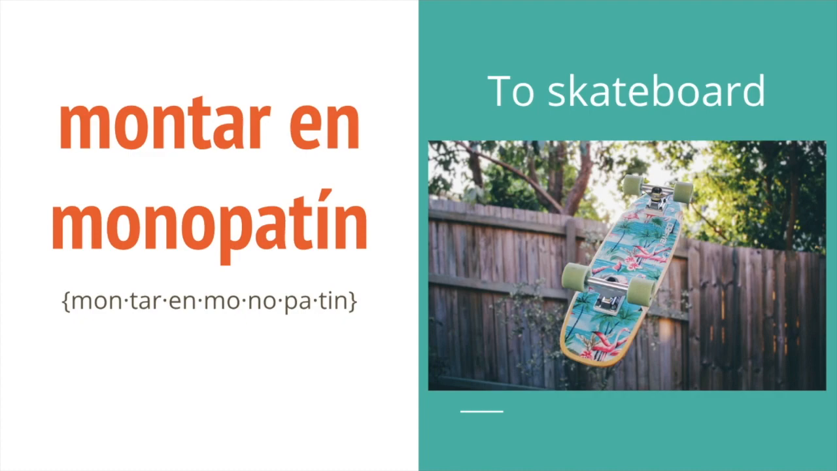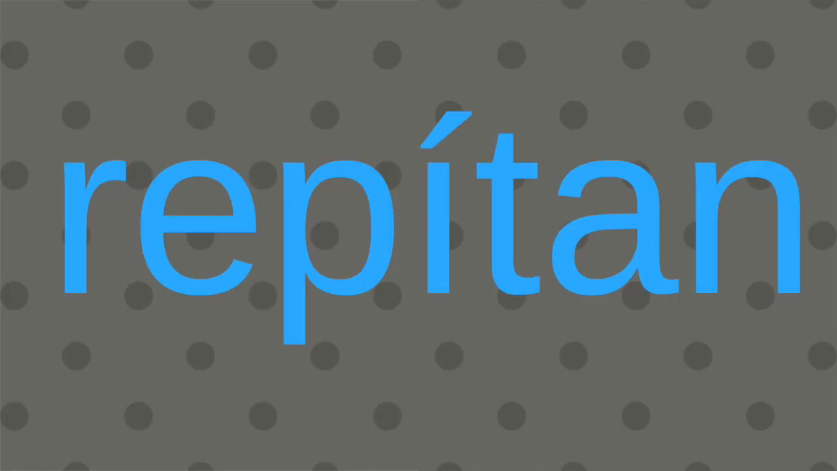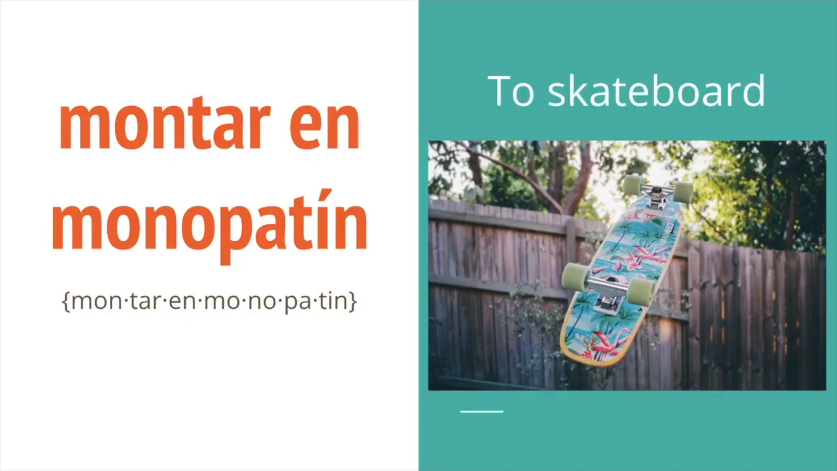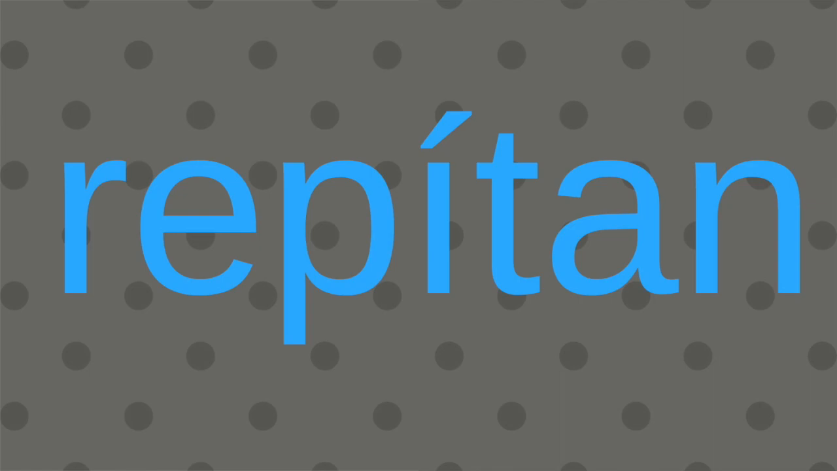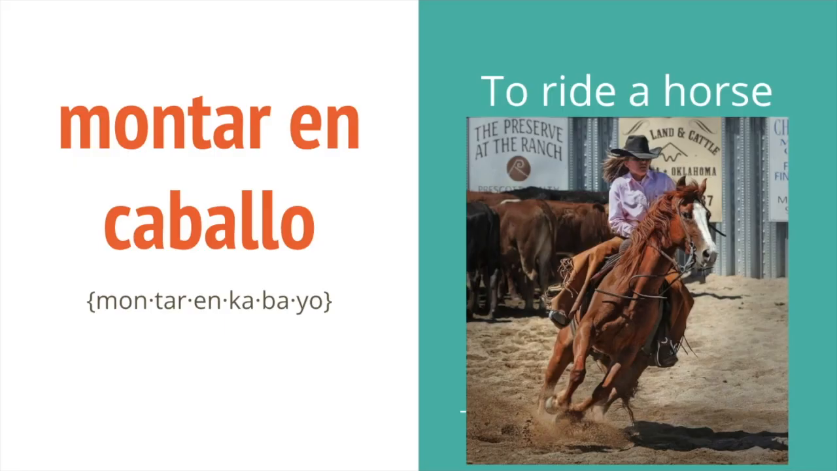Montar en monopatín. Repitan, montar en monopatín. So this translates to skateboard. It's really to ride a skateboard, but most of us in English, we don't say to ride a skateboard. Monopatín, patín refers to feet, and mono refers to one, so it's like the one foot, which when you skateboard, you move with one foot on the board. Montar en caballo. Repitan, montar en caballo. This is to ride a horse.